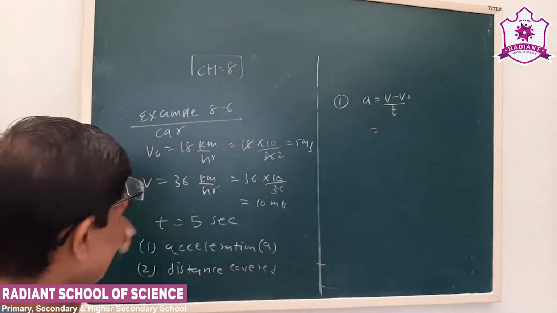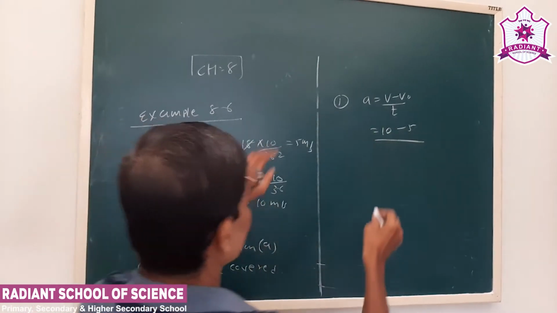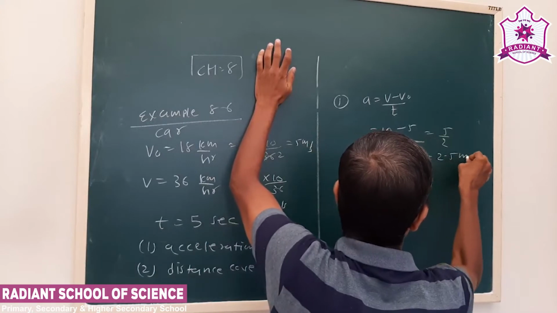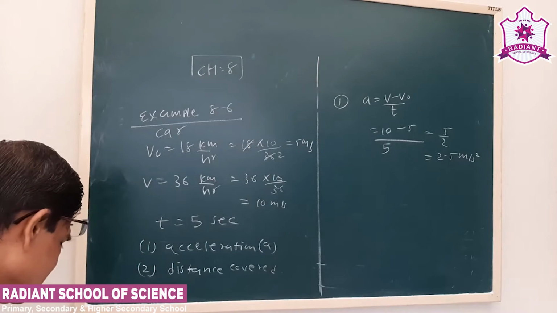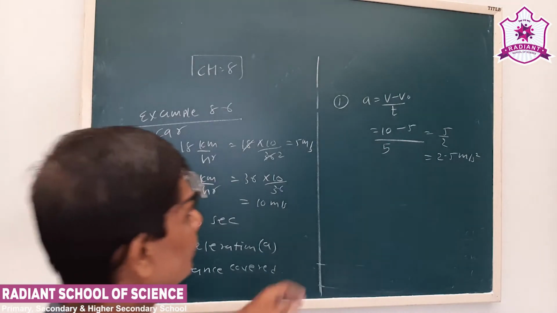See, what is velocity here? Final velocity is 10. Initial velocity is 5. Time is 5 seconds. And secondly, we have to calculate the distance covered. Now 5 upon 5. Sorry.